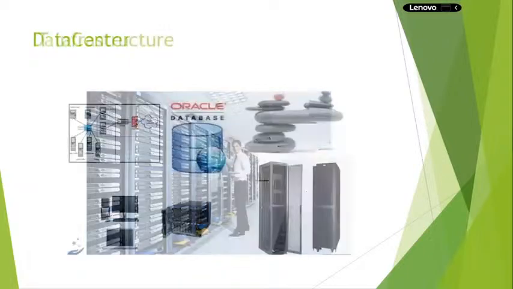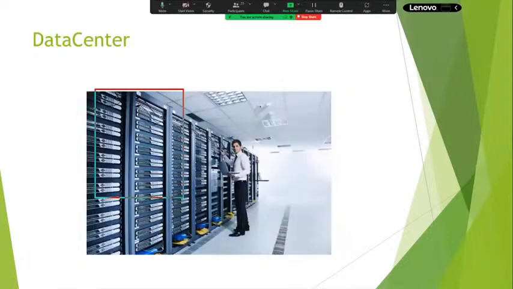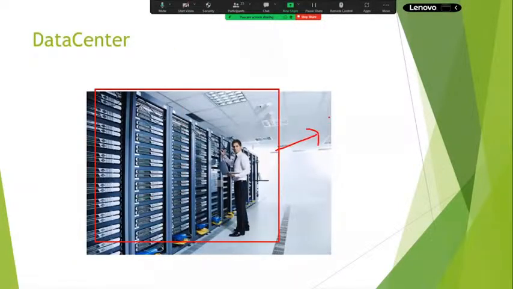Next, another thing is an efficient cooling system. If we enter the data center, you can see a temperature of less than 10 degrees Celsius. Why? Because any hardware device produces a lot of heat. In order to cool it, we should always maintain the AC temperature below 10 degrees Celsius.